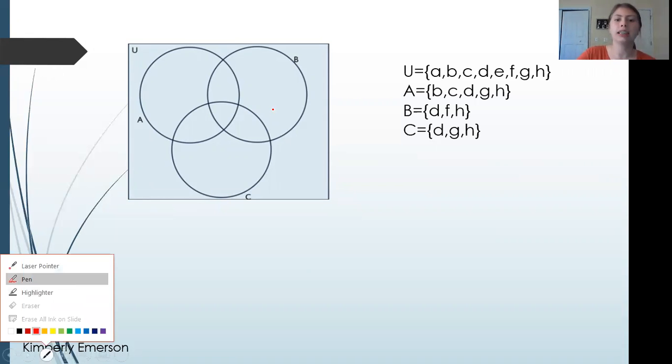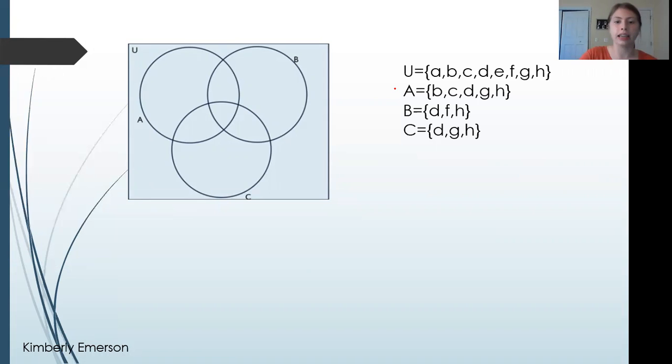So we see that in universe A, we have B, C, D, G, and H. B is the only one in A, so we can write that in A. So let's mark B out. And then we have C. C is also the only other one in A. So let's mark that out. We notice that D is also in B and C, so it's actually intersected right here.